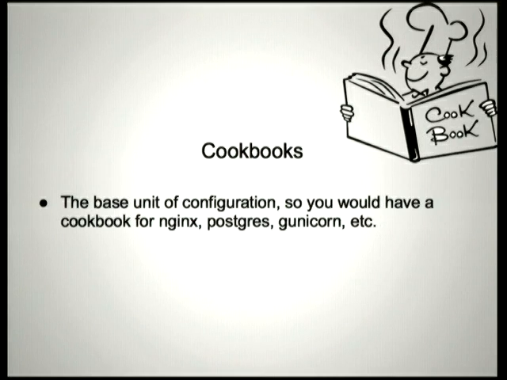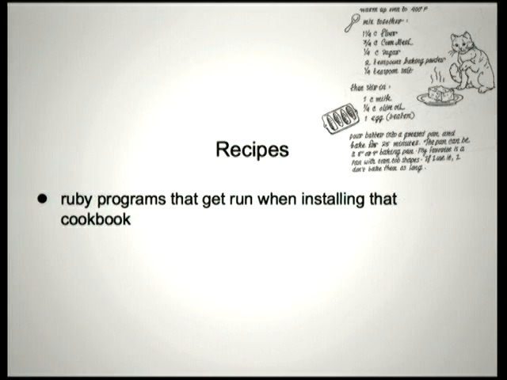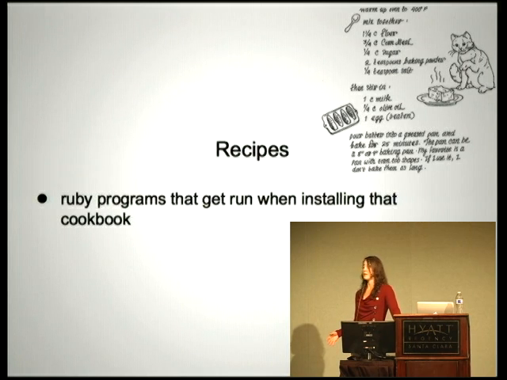So you'll have a cookbook for Nginx, you'll have a cookbook for Postgres, you'll have a cookbook for Gunicorn, etc. And recipes, this is the only place where the kitchen metaphor comes into play. Recipes are in cookbooks, and recipes are basically the program that gets run when that cookbook is installed. So a recipe is the Ruby program that has the list of installations and the actual code for executing different things.